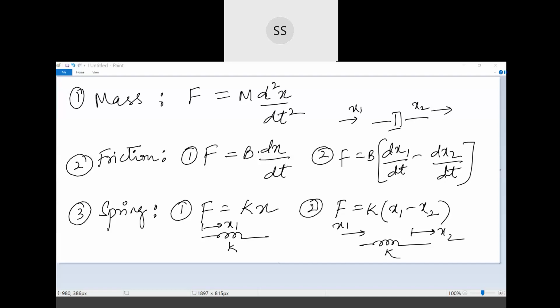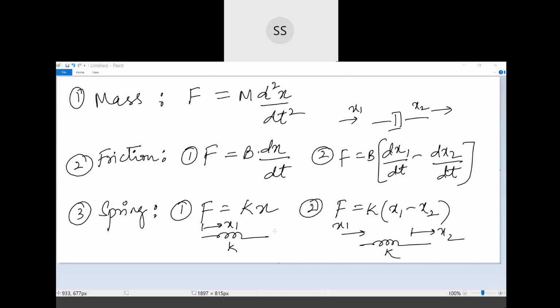But if the friction is associated with both the ends, then we have the differential equation B into d(x1) by dt minus d(x2) by dt. We have to take the difference of the displacements between the two ends. Similarly, the third element, spring: if the displacement is only at one end, it will be F equal to k into x. Or if that elasticity experiences displacement at both ends, it will be written as the differential thing, that is k into (x1 minus x2). So these are the three ideal elements related to mechanical translational elements.